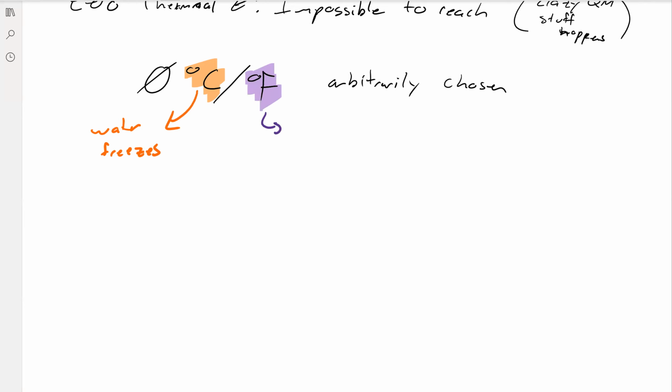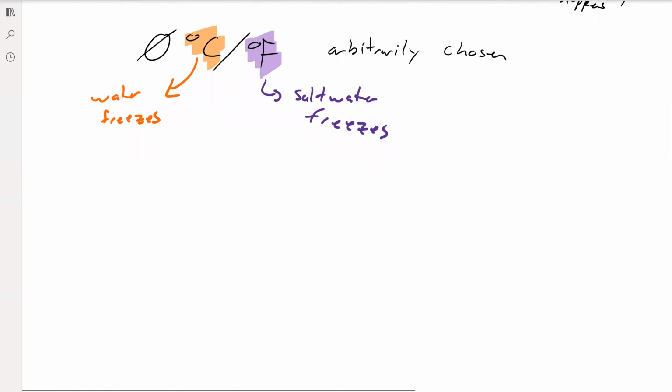0 degrees Fahrenheit, there's some contention about why this was actually chosen. The most popular one is that this is where salt water freezes. So someone made a really saturated saltwater solution and then got it really cold, and they saw that it froze at a certain temperature, and they said, I'm going to call this 0.